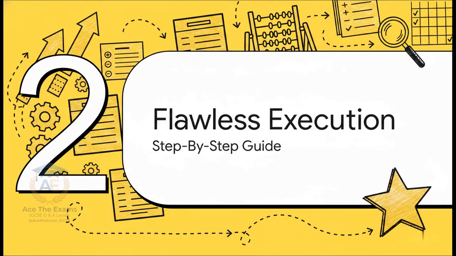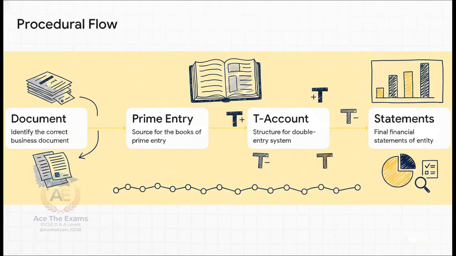Moving right along to Section 2, flawless step-by-step execution. In your coursework and practical exams, there is a very strict procedural logic you must follow. Step 1 is identifying the business document. That smoothly flows into Step 2, the books of prime entry. Step 3 is your T-account ledger, and finally, Step 4 lands you at the final financial statements.